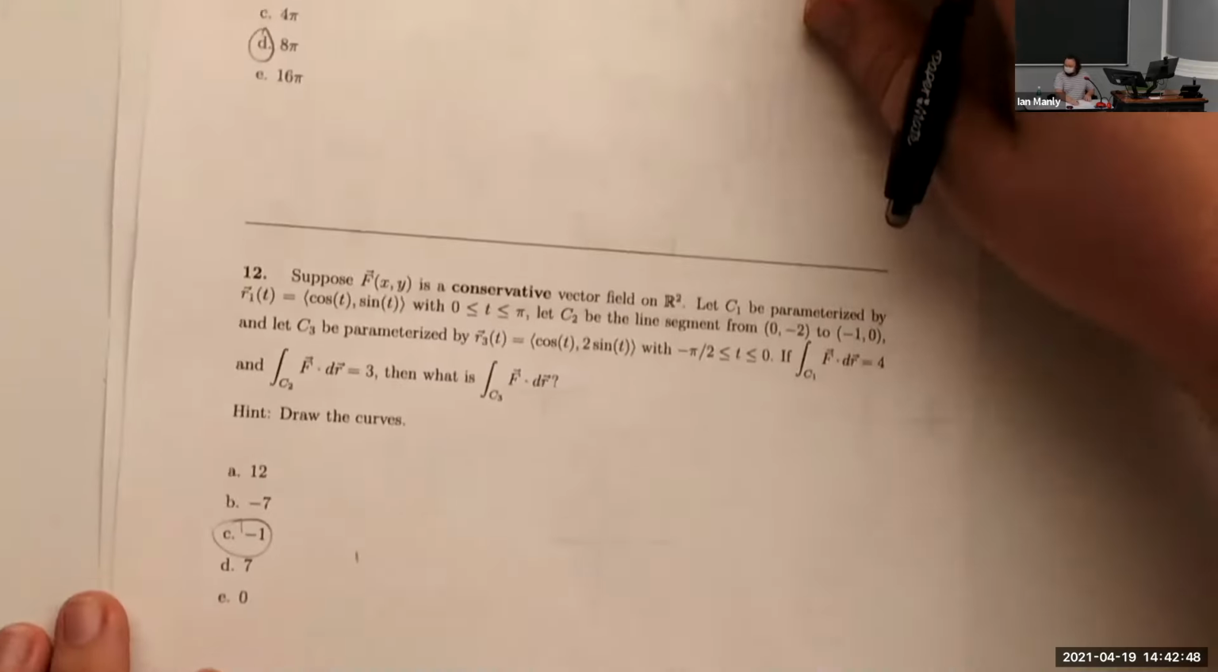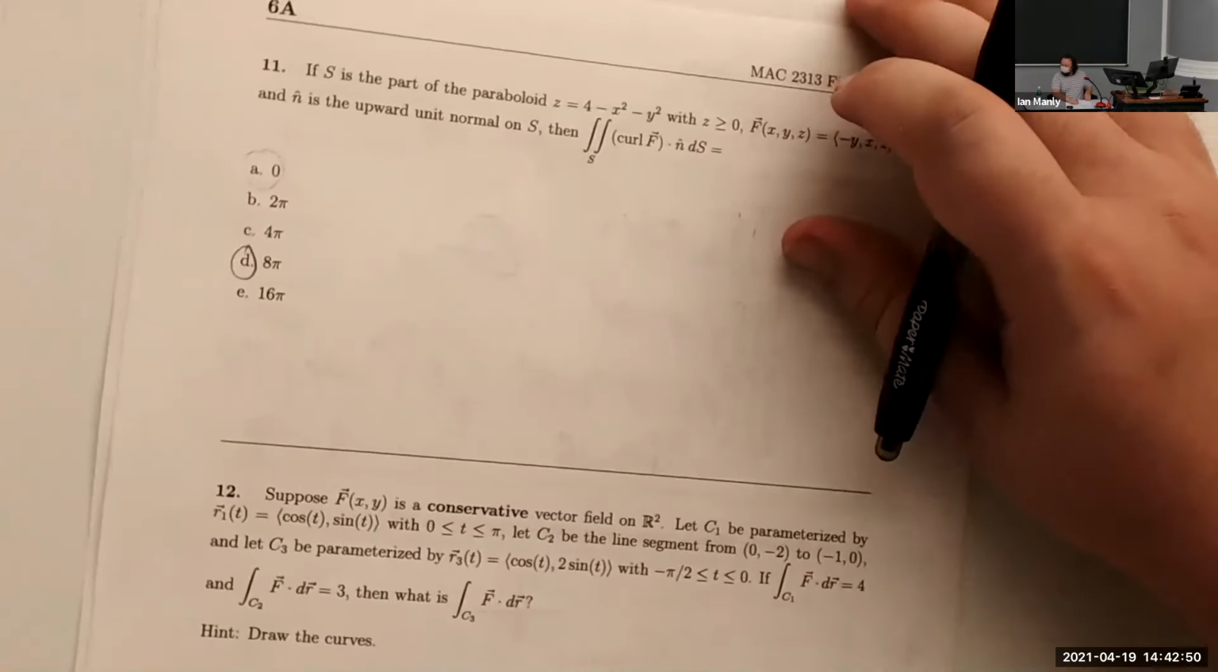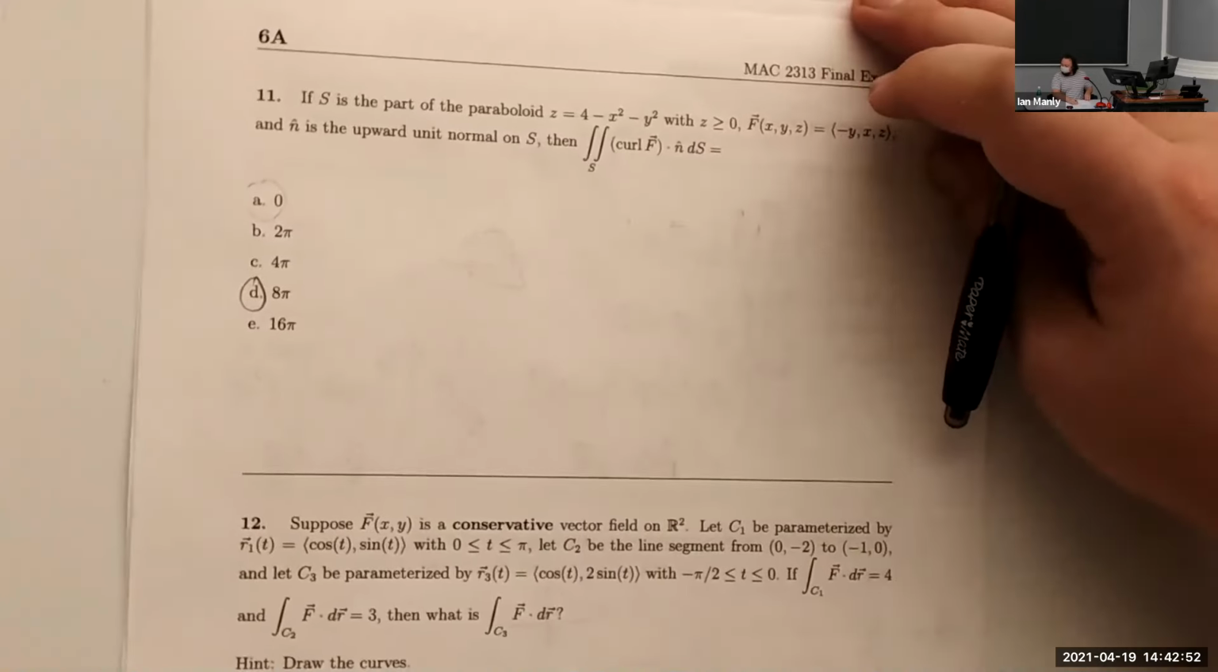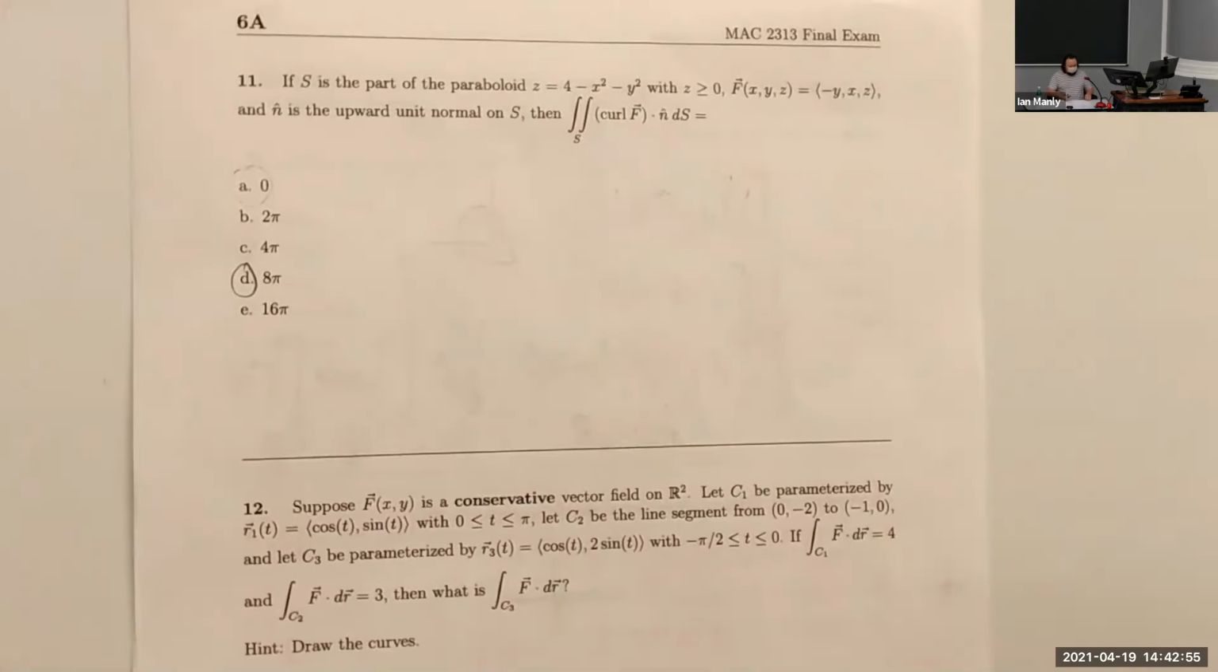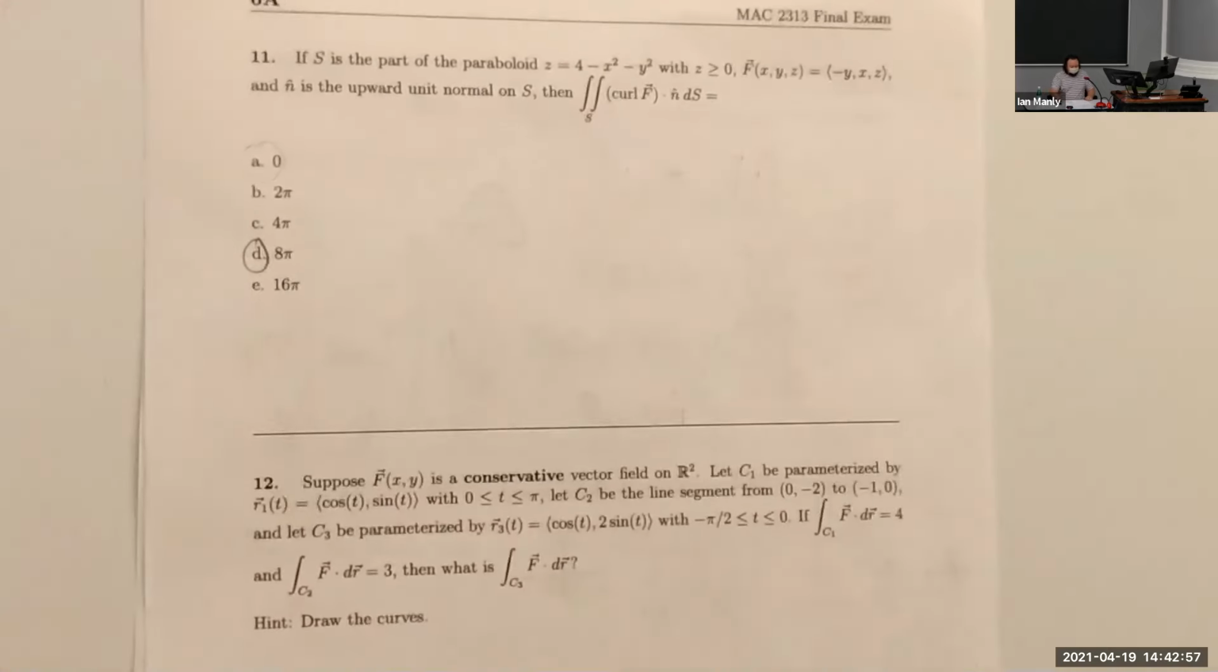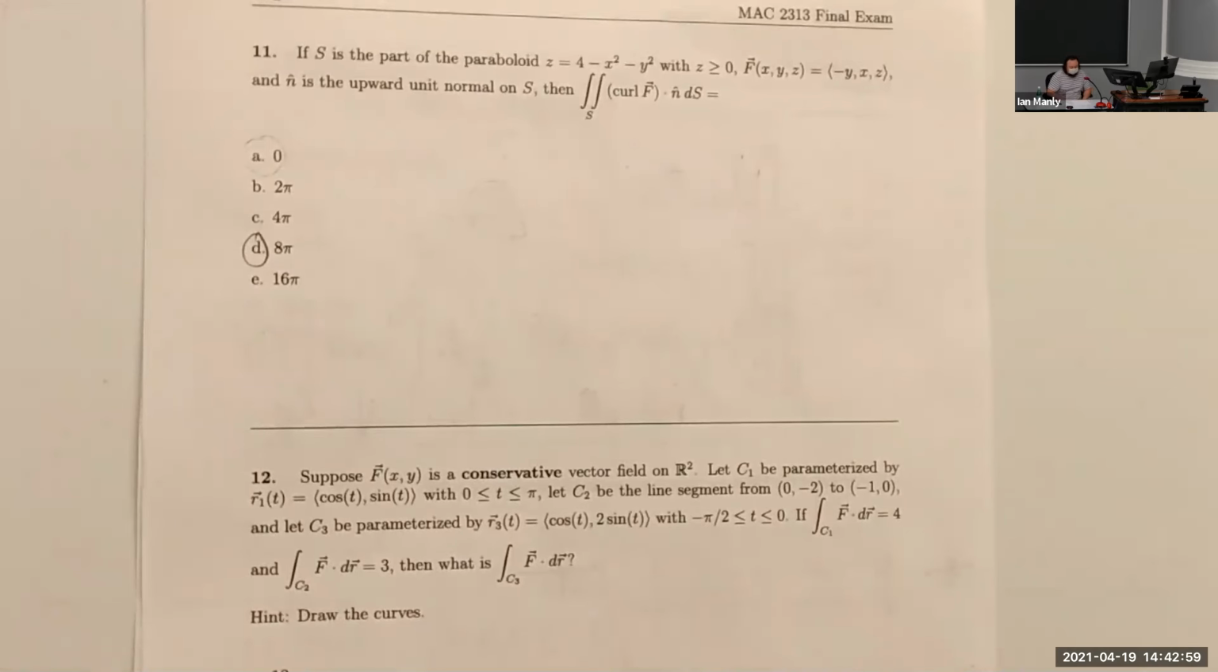Let's go ahead. Number 11 right here. If S is the part of the paraboloid, z equals 4 minus x squared minus y squared with z greater than or equal to 0, F of x, y, z is negative y, x, z, and n is the upward unit normal vector on S, then what is the surface integral of the curl of F dot n hat dS?